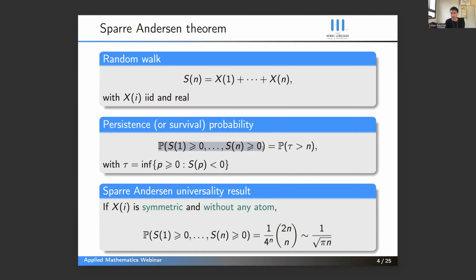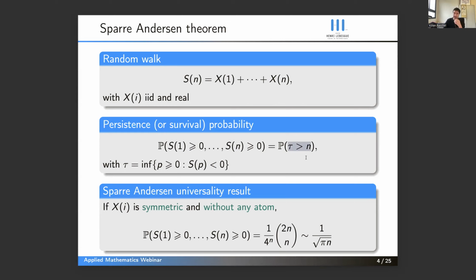So just one example of persistence, but for me it will be the definition of a persistence probability today. In the slide before, I was mentioning the first passage time. If you define tau to be the first time that the process becomes strictly negative, it's equivalent to say that you are non-negative between time 1 and n, or to say that the first time you become strictly negative will happen after time n. So it's just a reformulation of this problem.